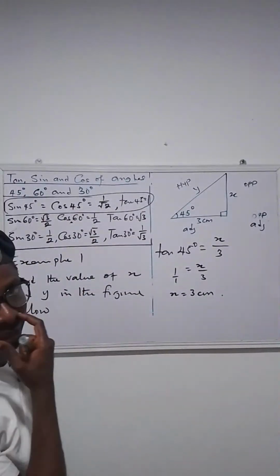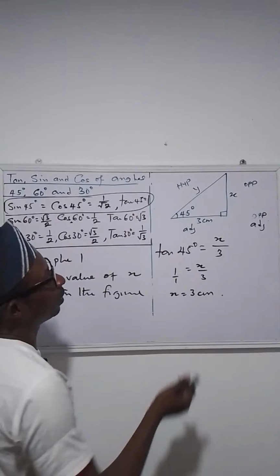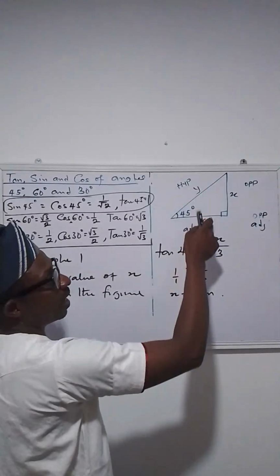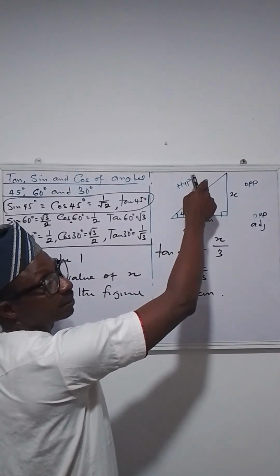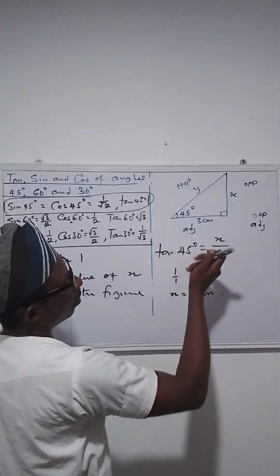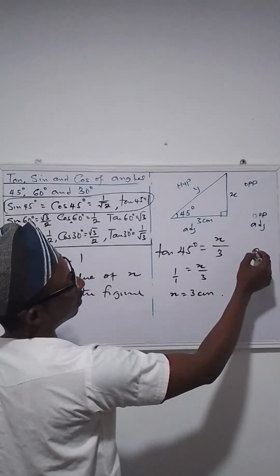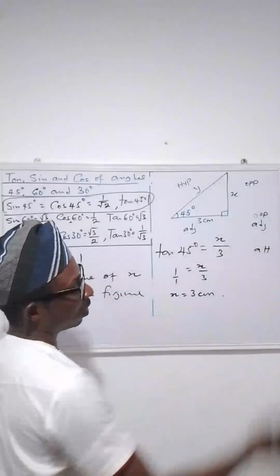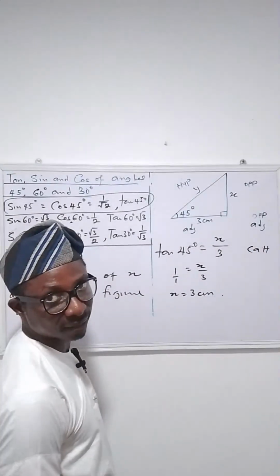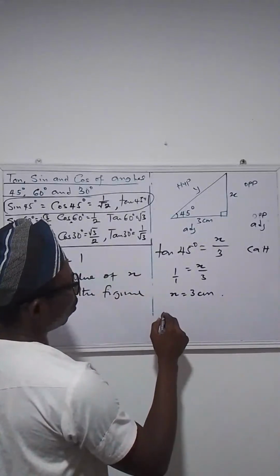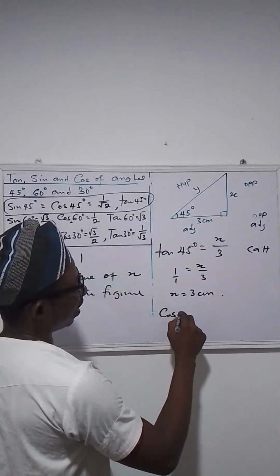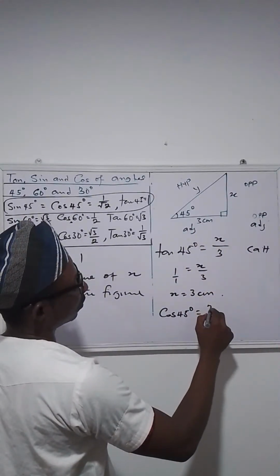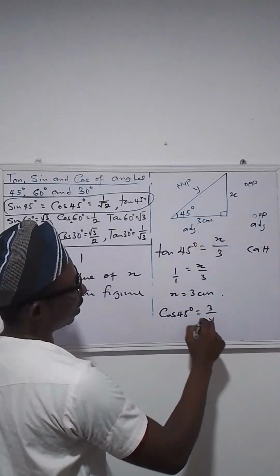Okay, so now let us get y. Now you connect this and this, a known side and an unknown side. So what do I have now? I have adjacent and hypotenuse. So I'm going to be using cos. So we have cos 45 degrees equals adjacent, which is 3, over hypotenuse, and that's y.